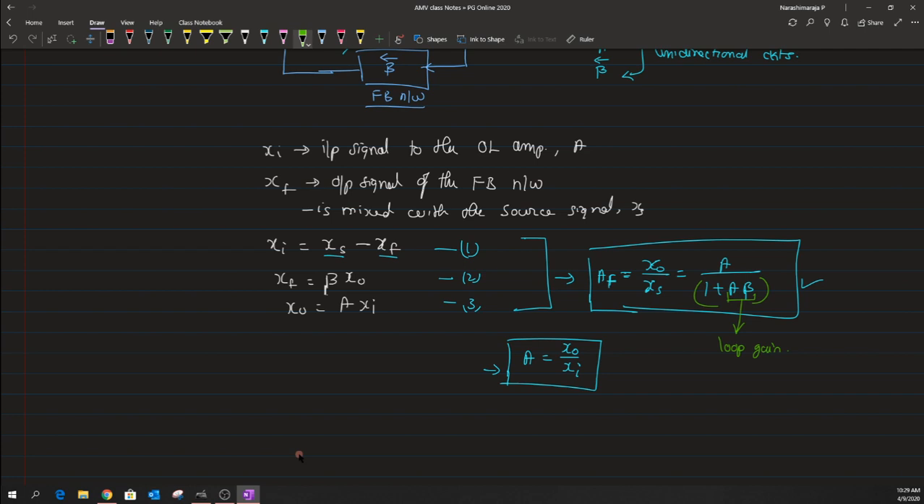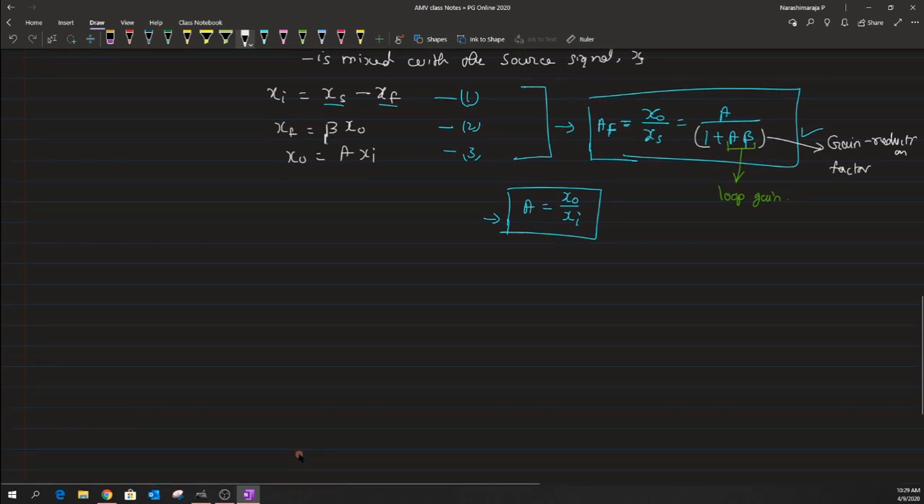and let me use a different color in order to denote the one plus a beta as the gain reduction factor. So this is different, whereas loop gain is just the product of a times beta. Now there are a few things that we need to concern ourselves with when we discuss this a beta term.